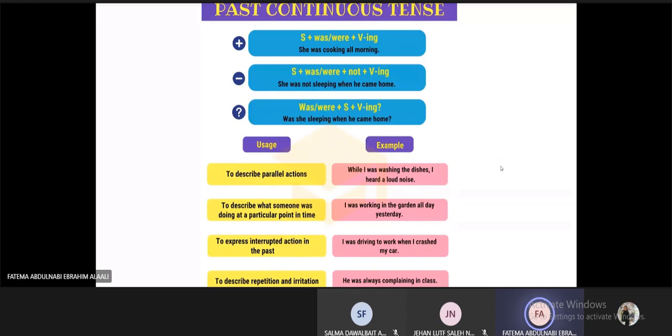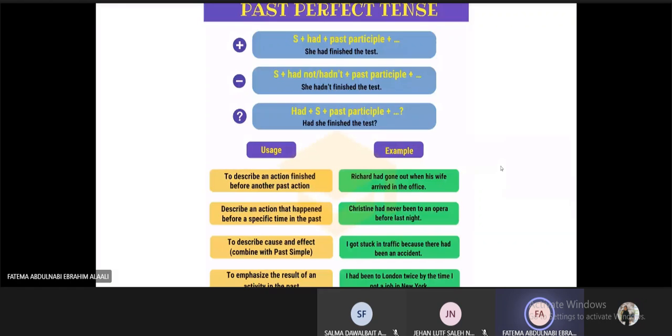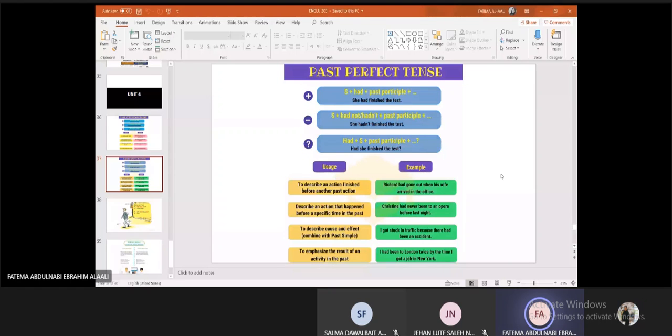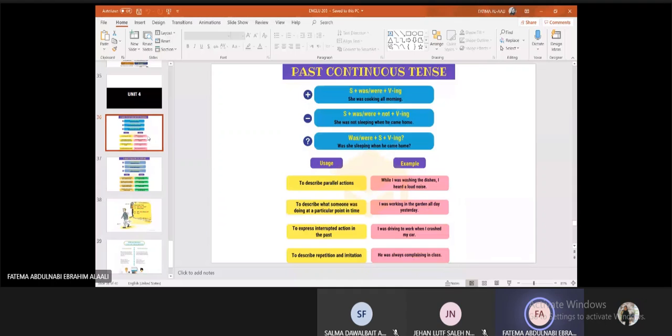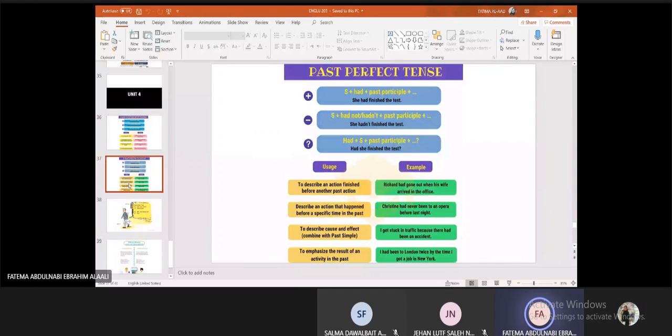Number four, to describe repetition and irritation, okay? He was always complaining in classes, okay? Something that happens repeatedly, okay? So he was always complaining in class. So this is the past continuous form and uses.